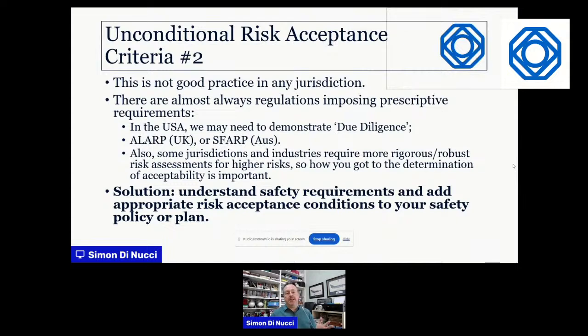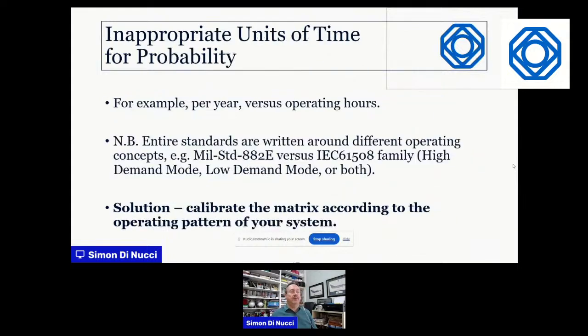So in all those cases, the matrix on its own, and just where the risk has been reduced to, is not good enough. So you need to add these other risk acceptance conditions into your safety policy or plan. But it can be done, but the matrix alone is not enough.